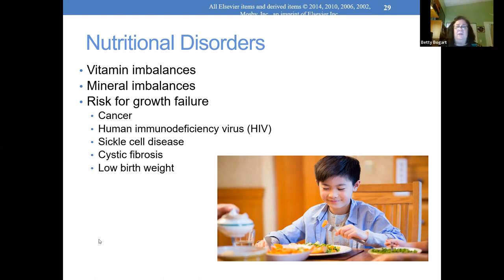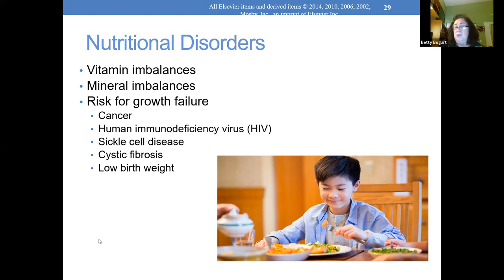Again, fat soluble vitamins, we really need to watch that and then make sure that these children and parents know they need to follow lab levels, and maybe they need to be on some sort of vitamin to help them absorb what they do need. So nutritional disorders do occur.